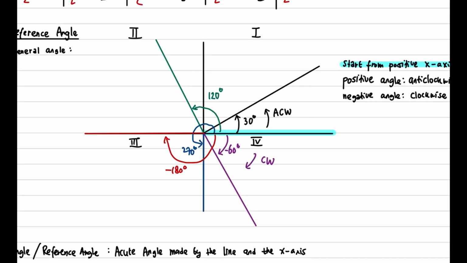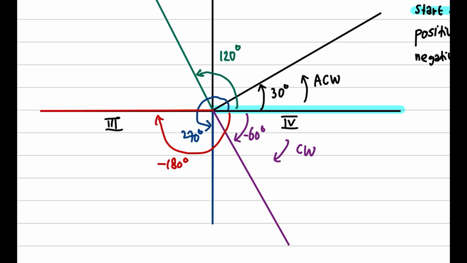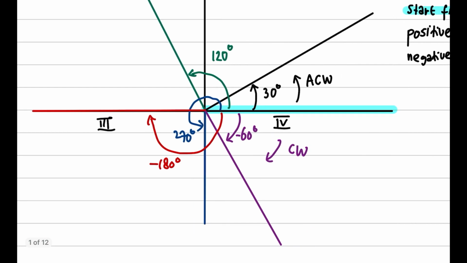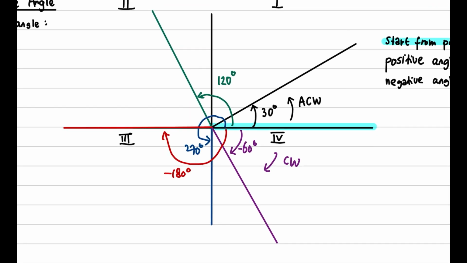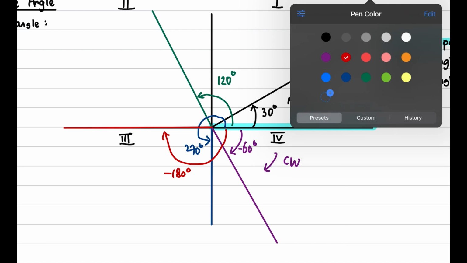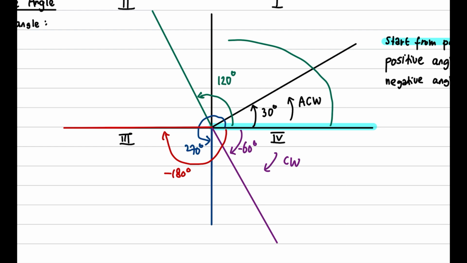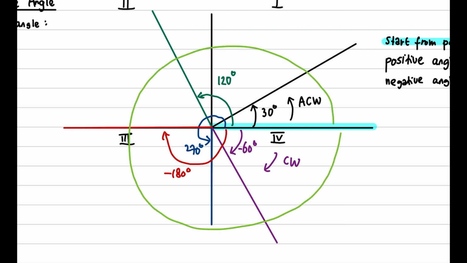What if I want to draw an angle that is more than 360 degrees? Let's say I want to draw 370 degrees. First thing first, you have to go one full rotation, because we know that one full rotation, wait, let me use a different color. One full rotation is, oh, the color is too bright. Wait. So we go one rotation first. This is 360 degrees.